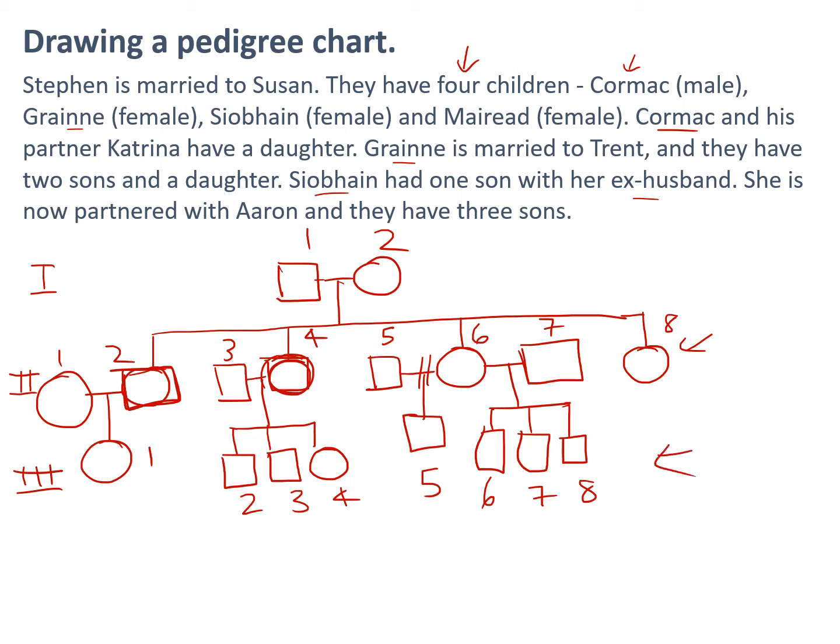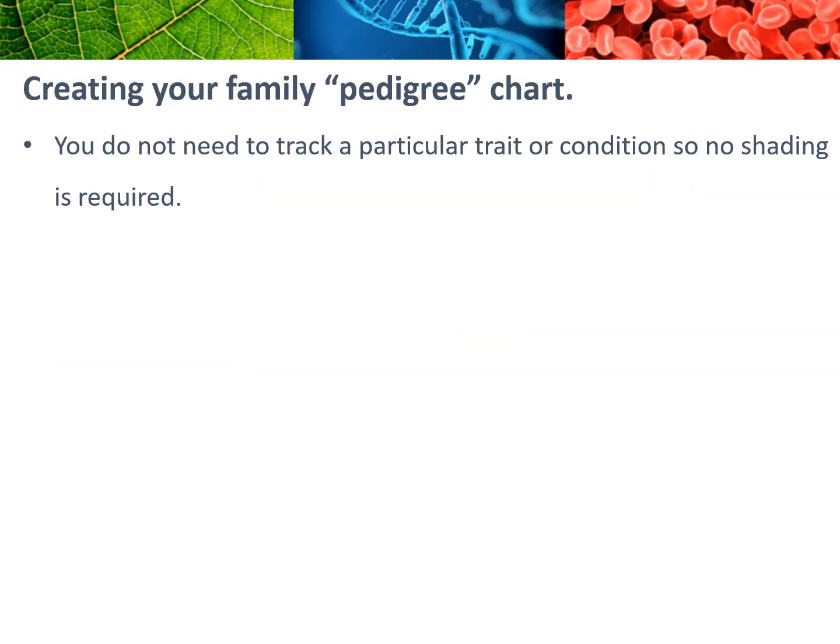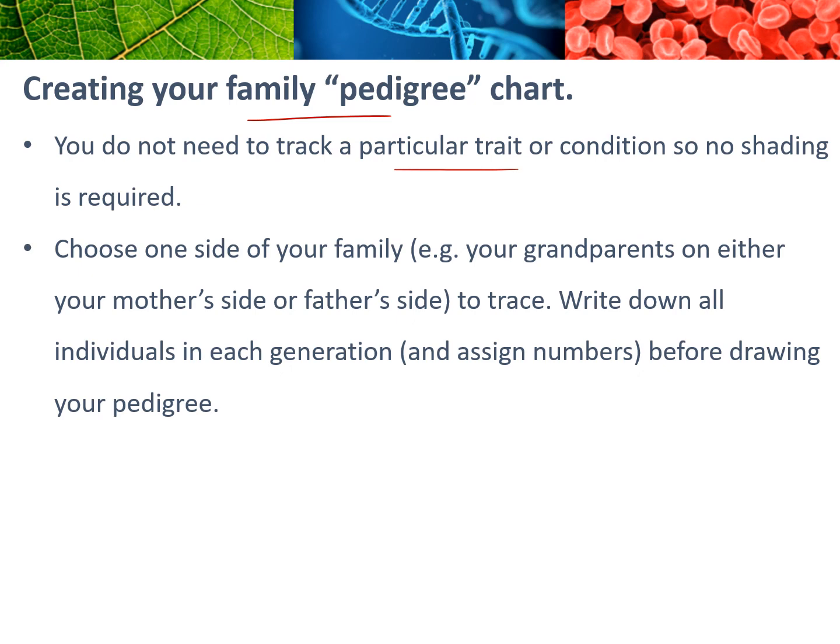I am going to get you to have a go at doing one of these yourself. There's a few little practice ones in the Google Doc that I have included for you to start with. But what I want you to do, as a bit of an assignment, is to create your family pedigree chart. You don't need to track a particular trait or condition, so you're not going to need to shade it. The one I've just done is just my immediate family. What I would actually like you to do is to track an entire side of your family.